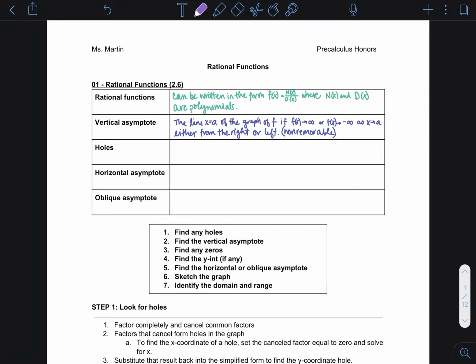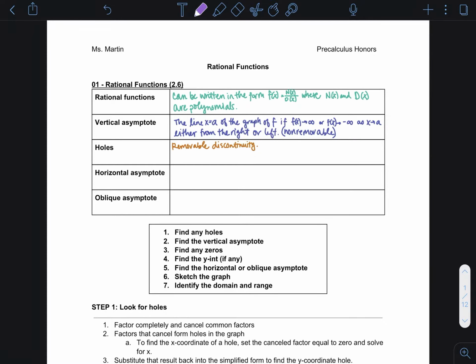And a vertical asymptote is a line x equal to a of the graph of f if the y values, so f of x, are approaching infinity, or if the y values are approaching negative infinity, either from the right or from the left. And this is an example of a non-removable discontinuity. And a hole, on the other hand, would be an example of a removable discontinuity, and we're going to explain in a little bit what that means.